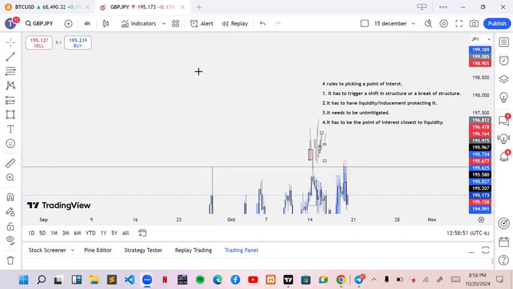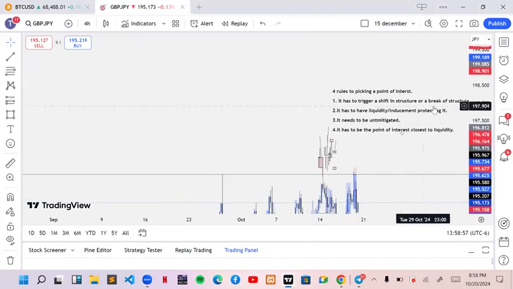Your breaker block needs to have a breaker structure. Yes, now, I'm not paying attention to these rules I wrote down. I said it has to trigger a shift in market structure or a breaker structure. That's actually the first rule here. The point of interest has to trigger a breaker structure or a market structure shift. I don't look at fair value gaps. I don't include that in my strategy.